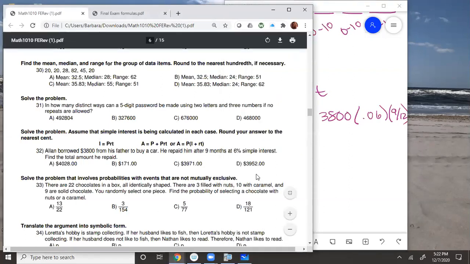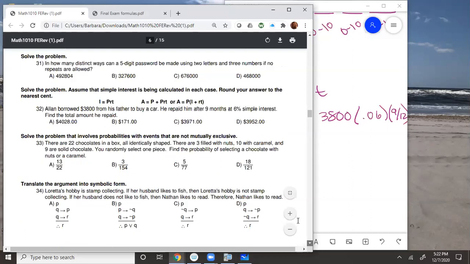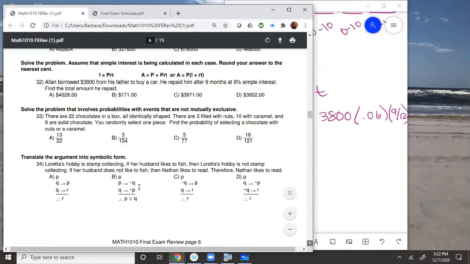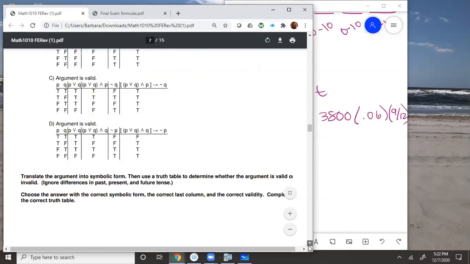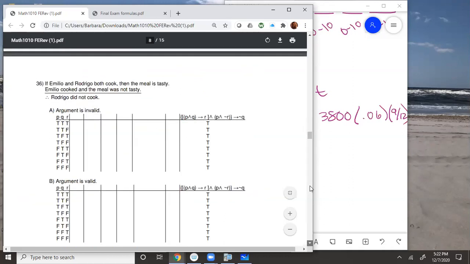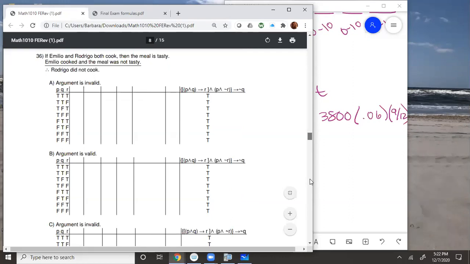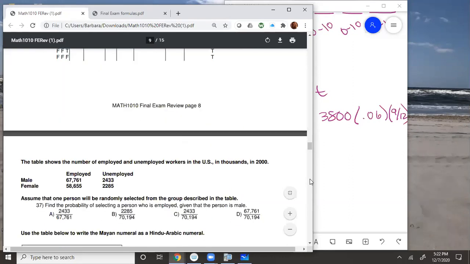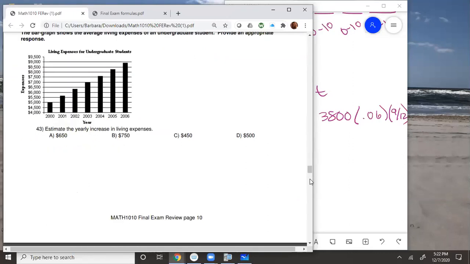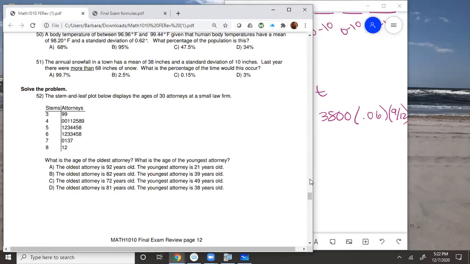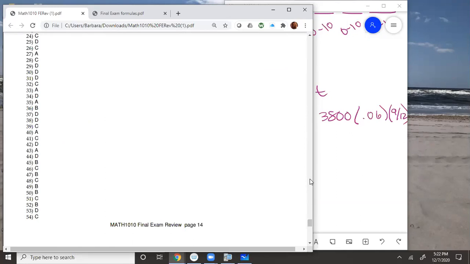And then number 33, solve the problem that, oh, we only have 2 problems left, I think. Oh no, we have another page after this. Oh, I psyched myself out. So we have actually a lot to go, don't we? So we have 54 problems total.